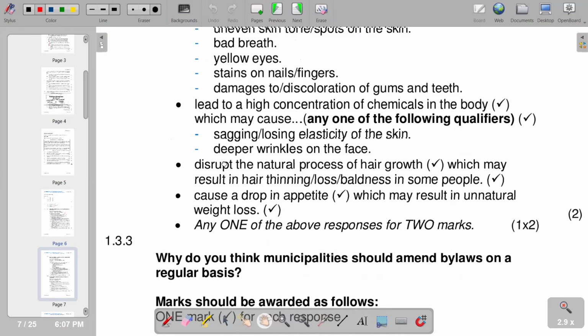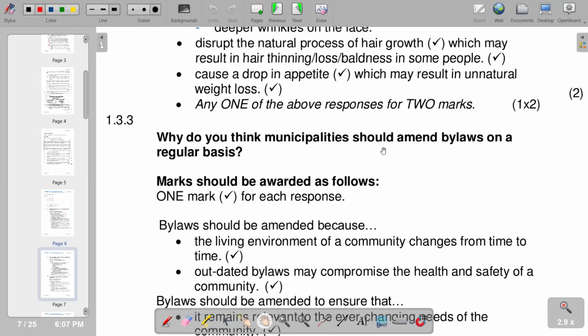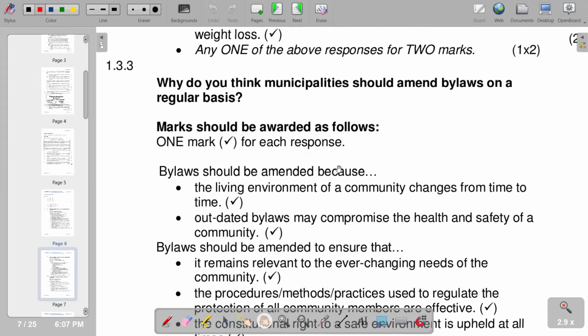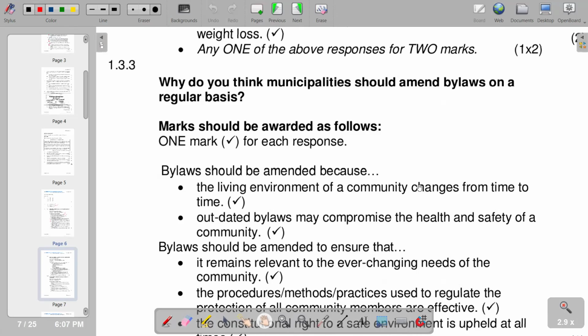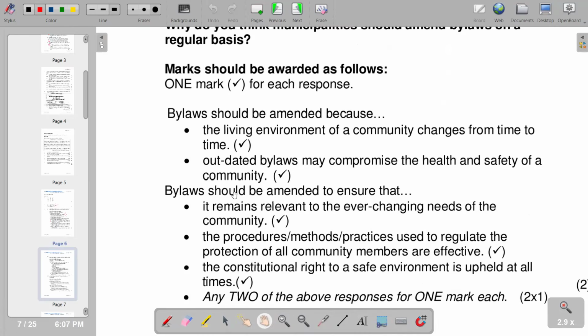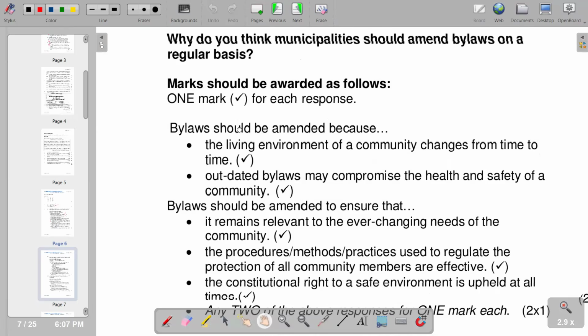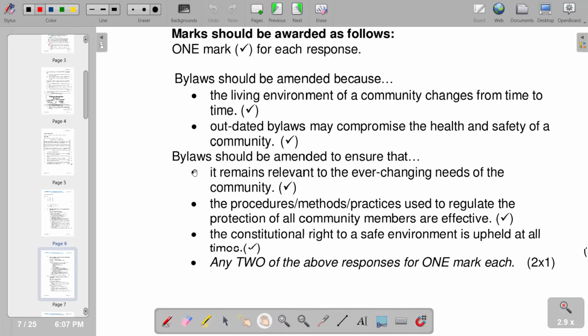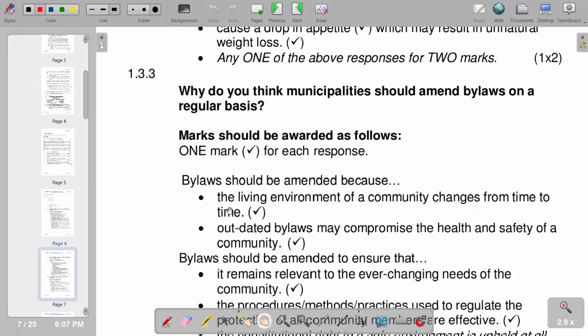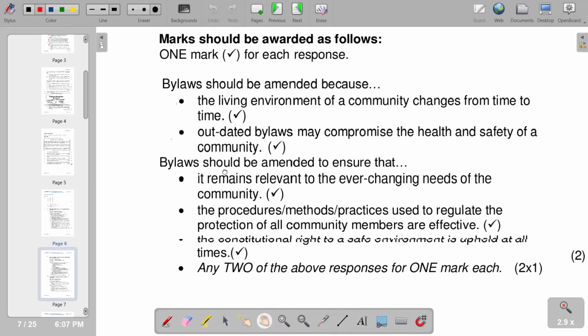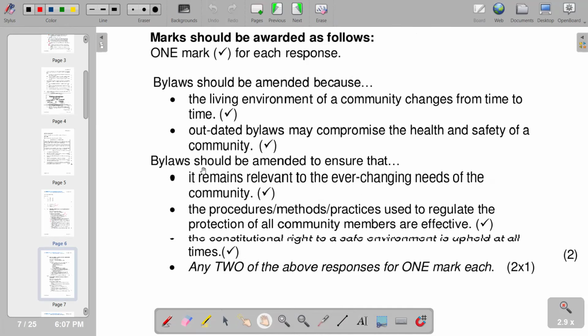Then moving on to the next question, it says, why do you think municipalities should amend bylaws on a regular basis? So bylaws should be amended because the living environment of a community changes from time to time. Outdated bylaws may compromise the health and safety of the community. And we have other responses that we can also include that are also correct. That question requires you to come up with any 2 points that you think are correct, each one with 1 mark.